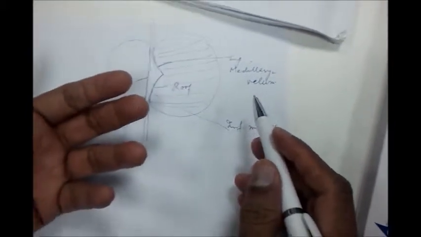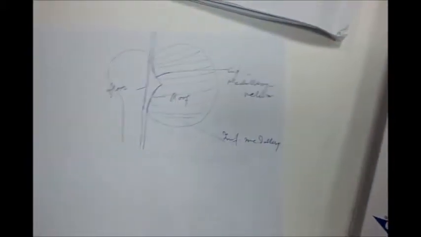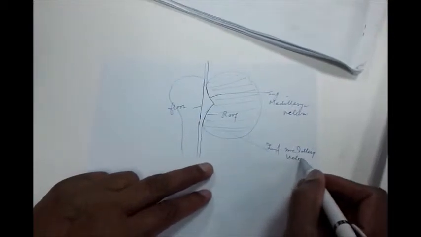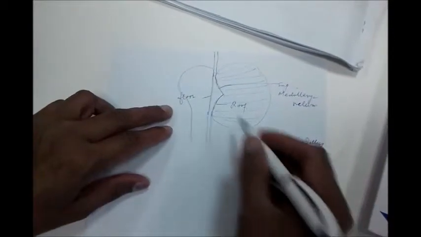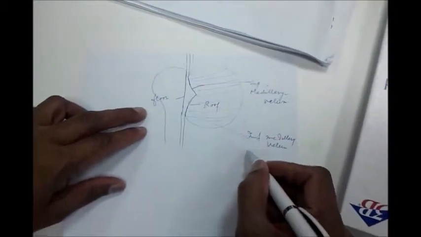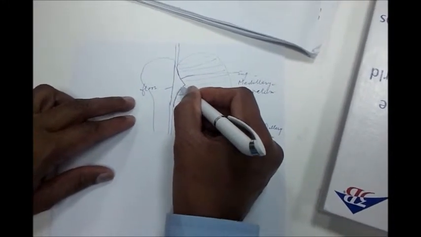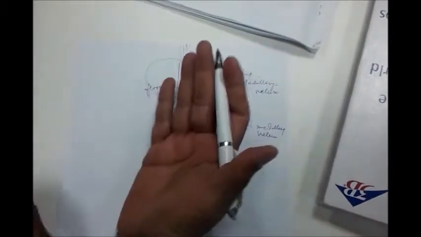What is medullary velum? It is a sheet of white matter which makes the roof, the inferior medullary velum. In this roof there is one opening present in the midline.